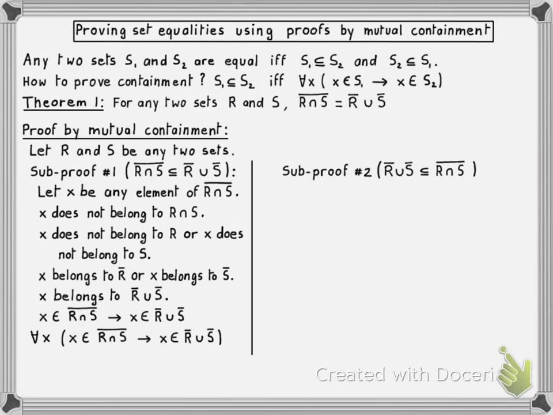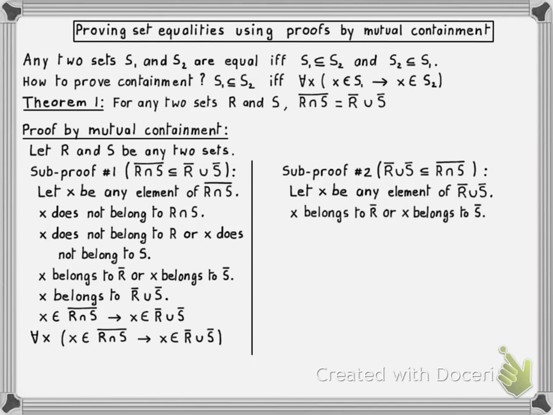So again, we're going to pick a random element of this set and call it X. And then we're going to have to prove that X must therefore belong to this set. So the proof is going to be essentially the reverse of the previous proof. What does it mean for X to belong to the union of the complement of R and the complement of S? Well, by the definition of union, it means that either X belongs to R complement or X belongs to S complement, or both.